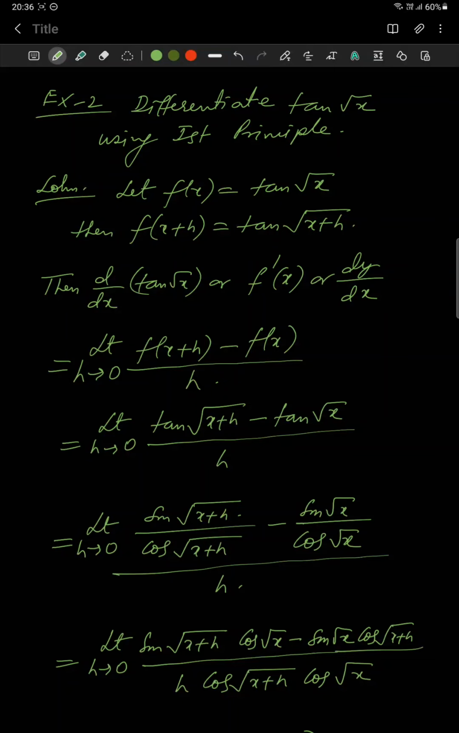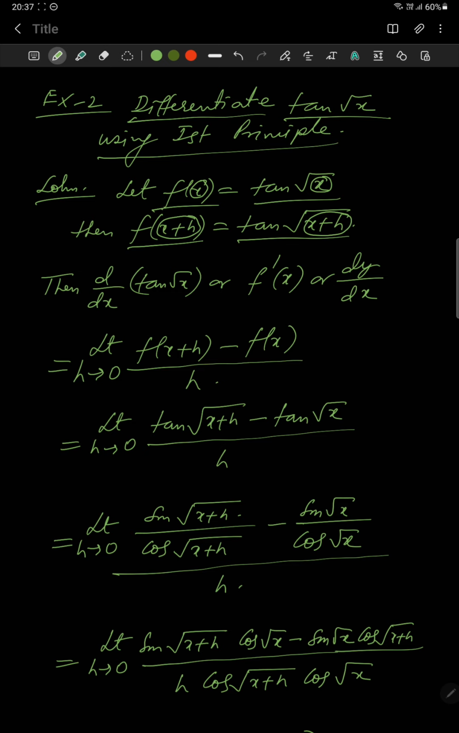Alright students, example number 2 is in front of us, which says differentiate tan of root of x using the first principle. So in this again we have taken first the tan root over x as f(x). So in place of this x, if I am writing x plus h, then it will be root of x plus h. So f(x plus h) is equal to this much, and f(x) is equal to tan root over x.